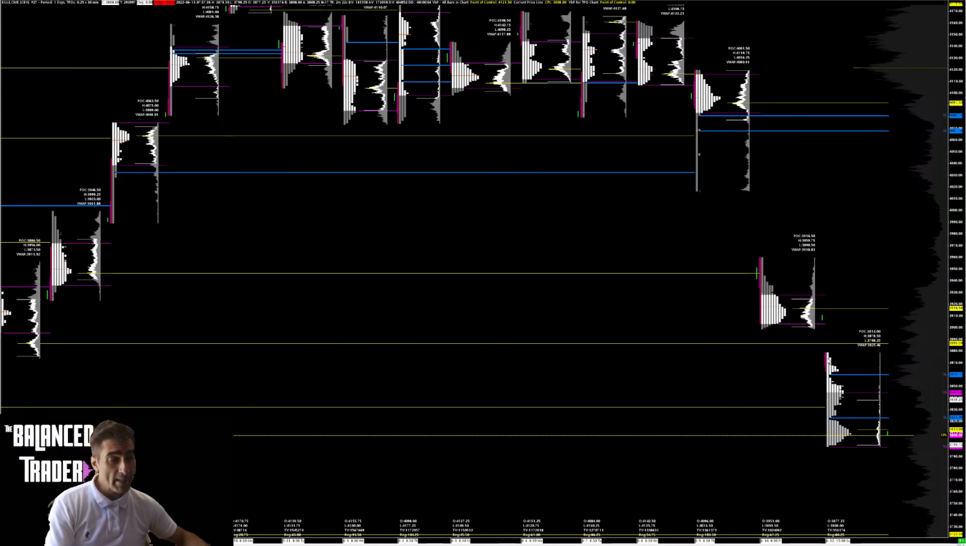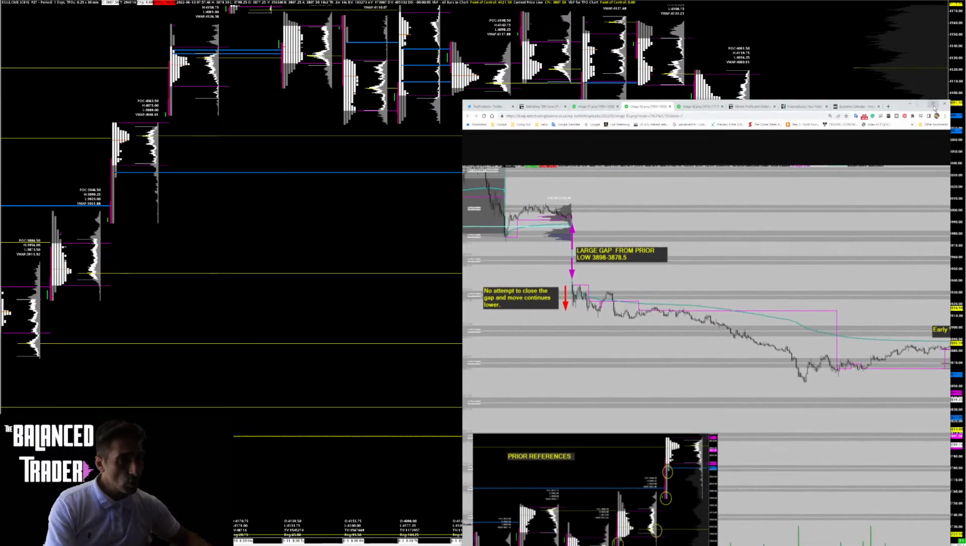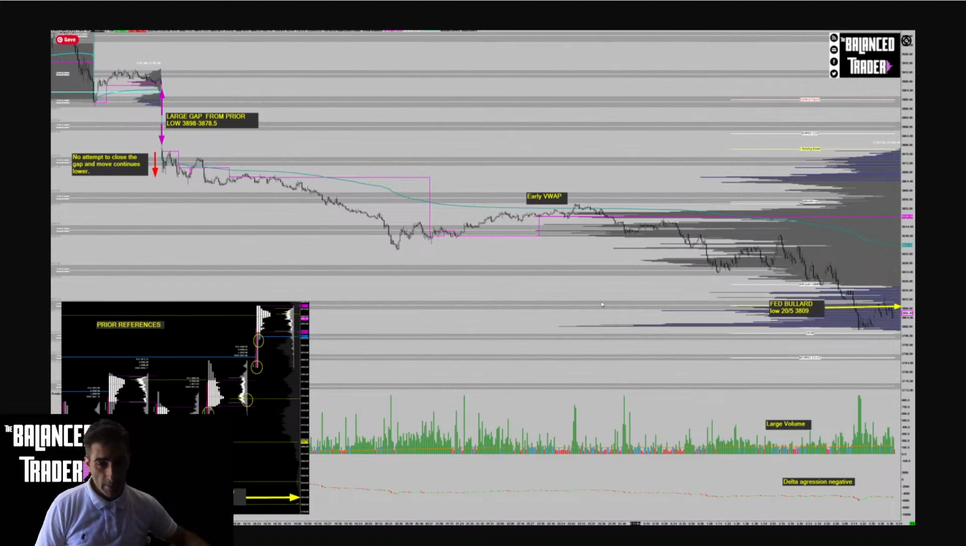We opened with a big gap. This was the gap on the overnight. I've got my chart. Hopefully I can bring it up for you guys. This is all in my notes, guys. I'm trying to explain it to you as best as I possibly can. Let me know if I can clarify things in the chat or whatever.